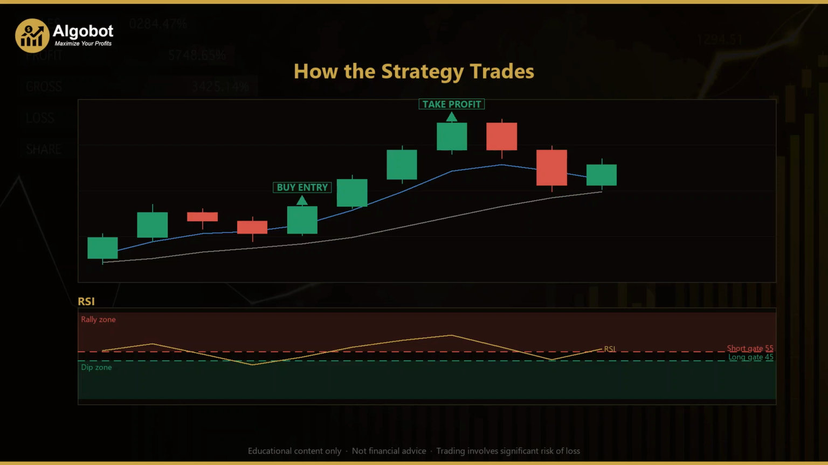Now watch the character of the market change. After that peak, the candles roll over. Price drops back below the gray slow line. The blue fast line crosses beneath it, and the slow line begins to slope down. Those three conditions together now describe a downtrend. So the strategy flips its bias and looks for a rally to sell into. As the market bounces on the next candle, the RSI lifts back above the short gate at 55 into the red rally zone. Again, the strategy waits.